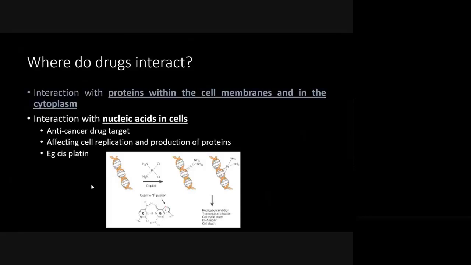It can also go into the cell and interact with the nucleus, interacting with the DNA of the cell. One example of such a drug is cisplatin. It's an anti-cancer drug. It's one very famous example that was used in your notes, I think, still in your notes. So we'll look at a video on cisplatin.